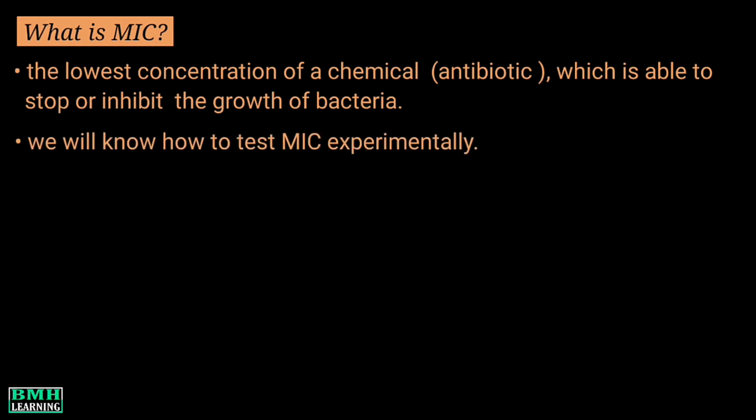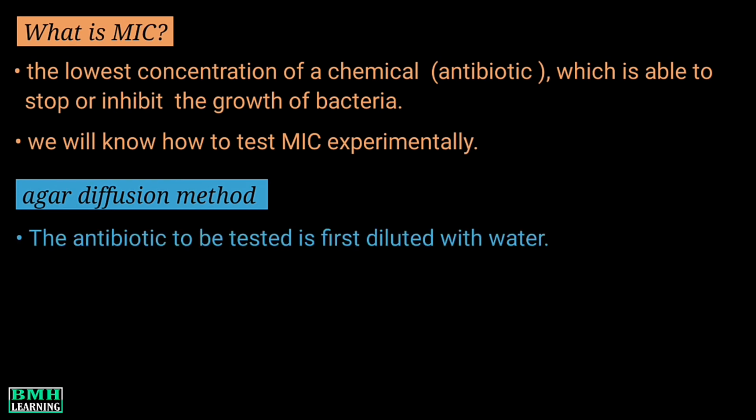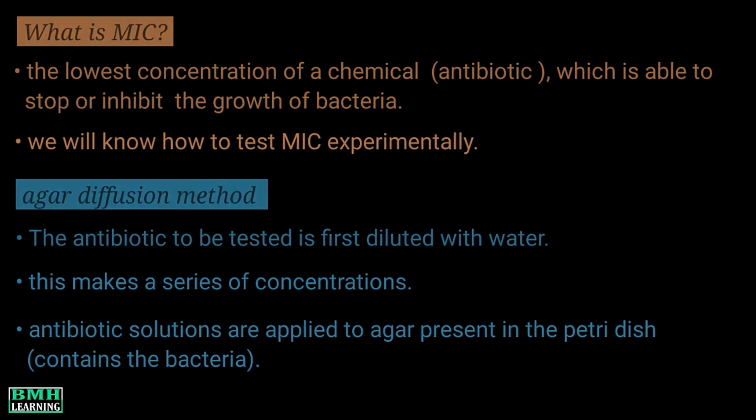So in this tutorial, we are going to know how we can test the minimum inhibitory concentration experimentally. And to check the MIC, we are using the agar diffusion method. In this technique, the antibiotic to be tested is first diluted with water, and this makes a series of concentrations. Then, these antibiotic solutions of different concentrations are applied to agar present in the petri dish. This agar contains the bacteria.